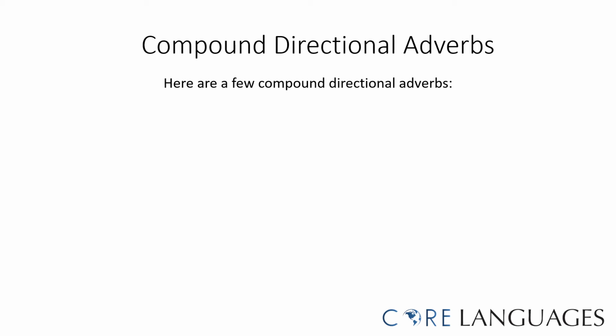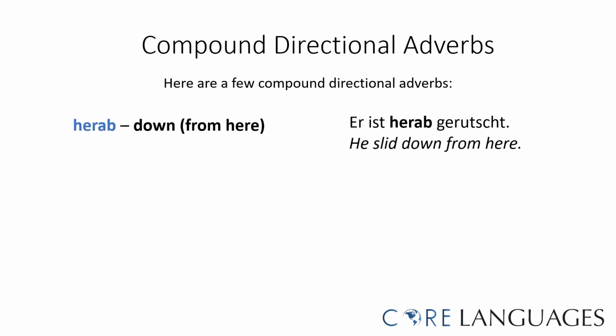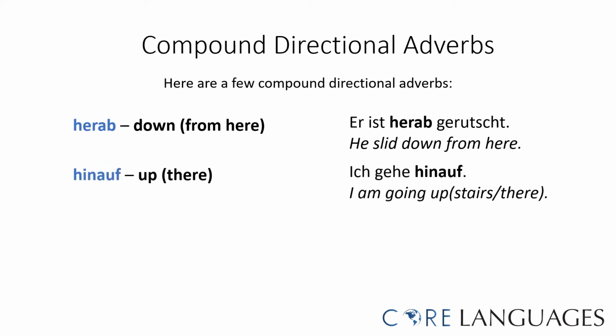Here's a few examples and sentences. For example, herab, down or down from here. Er ist herabgerutscht. He slid down from there. Hinauf, up or up there. Ich gehe hinauf. I am going up. And it could mean I'm going upstairs or I'm going up there.